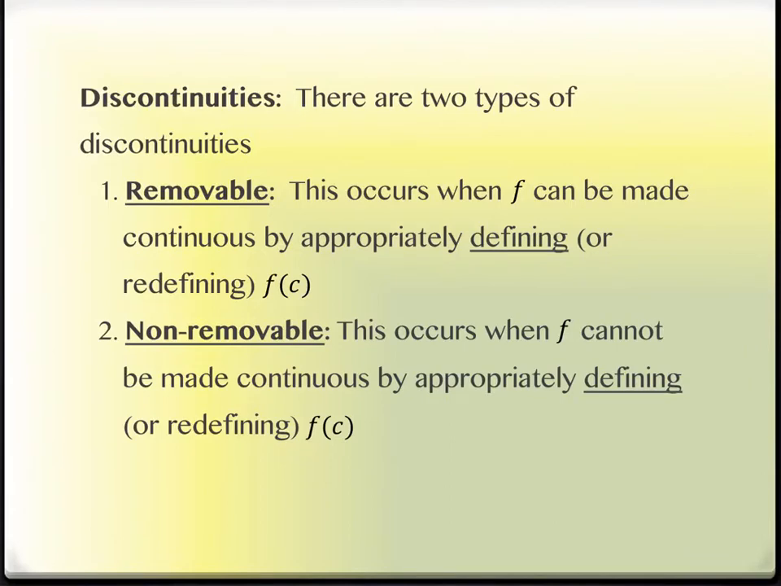Okay. All right, so if a function's not continuous, there are two different types, like categories, of discontinuities. One type of discontinuity is called removable. This occurs when f can be made continuous by appropriately defining or redefining f of c. Visually speaking, this happens when there's a hole in the graph. And holes in the graph typically occur when we have the ability to factor and reduce something. Those are kind of key ideas. A non-removable discontinuity occurs when f cannot be made continuous by appropriately defining or redefining f of c. And this typically happens when there's an asymptote.